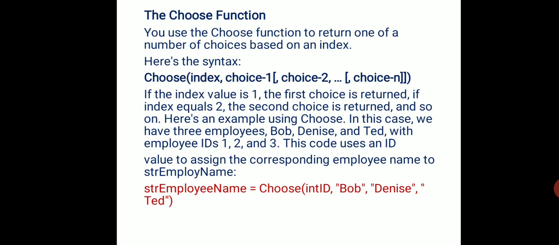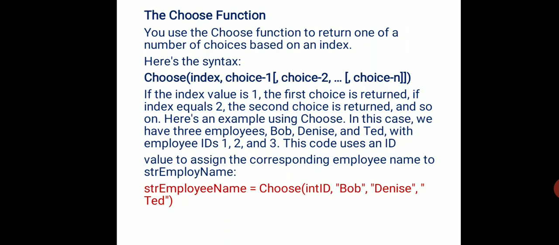So next one is the choose function. You use the choose function to return one of a number of choices based on an index. So the syntax is choose index, choice 1, choice 2, choice n. So if the index value is 1, the first choice is returned. If index equals 2, the second choice is returned, and so on. Here is an example using choose. In this case we have 3 employees, Bob, Dennis and Ted, with the employee IDs 1, 2, 3 respectively. So this code uses an ID value to assign the corresponding employee name to str employee name.